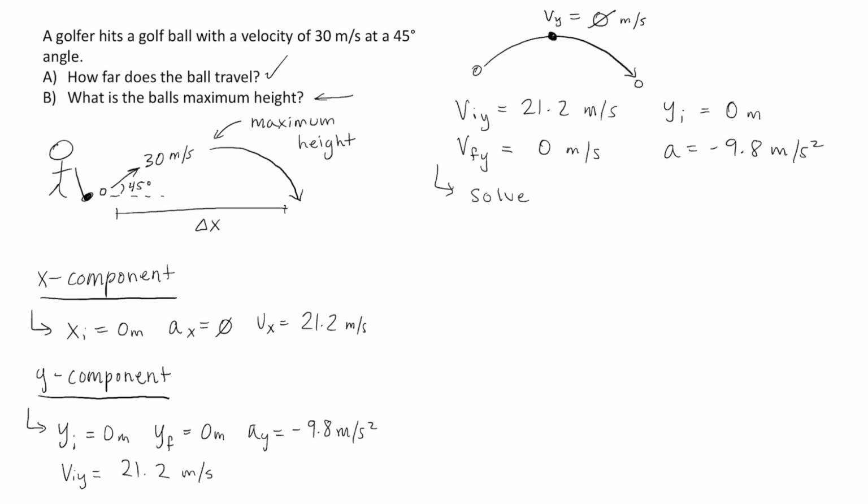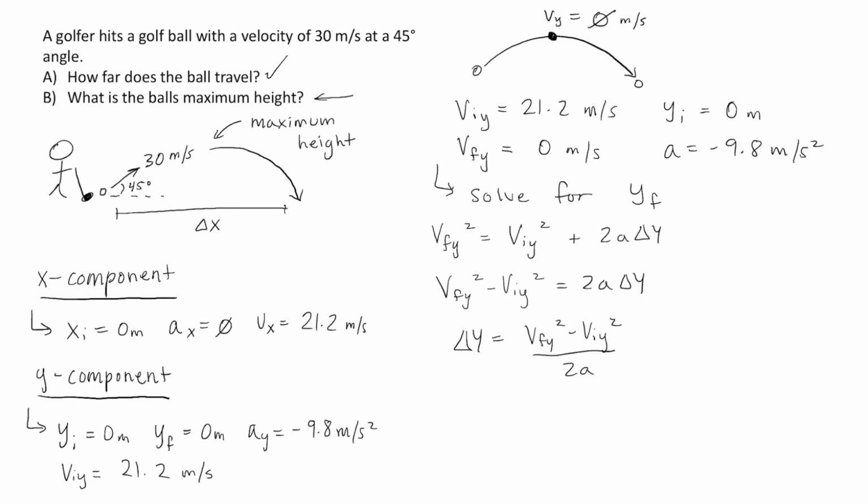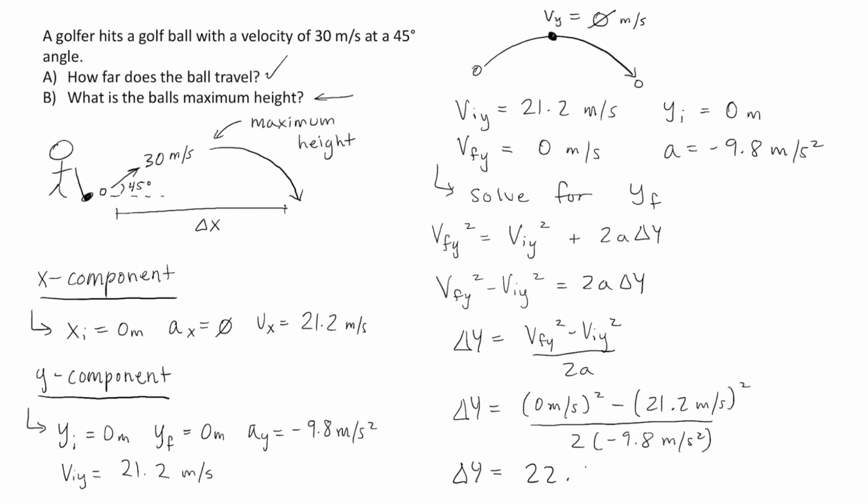Now we need to solve for yf, the object's final position when it reaches the maximum height. You can also think of this as delta y since the initial position was just 0 meters. Based on this, we can use the Vf squared is equal to Vi squared plus 2a delta y equation, and all we have to do is rearrange for delta y and plug in our values, and what we find is that the ball's maximum height is 22.9 meters. And that's the end of our projectile motion question. I hope you learned how to use the kinematic equations and the different x and y components to solve a projectile motion question.